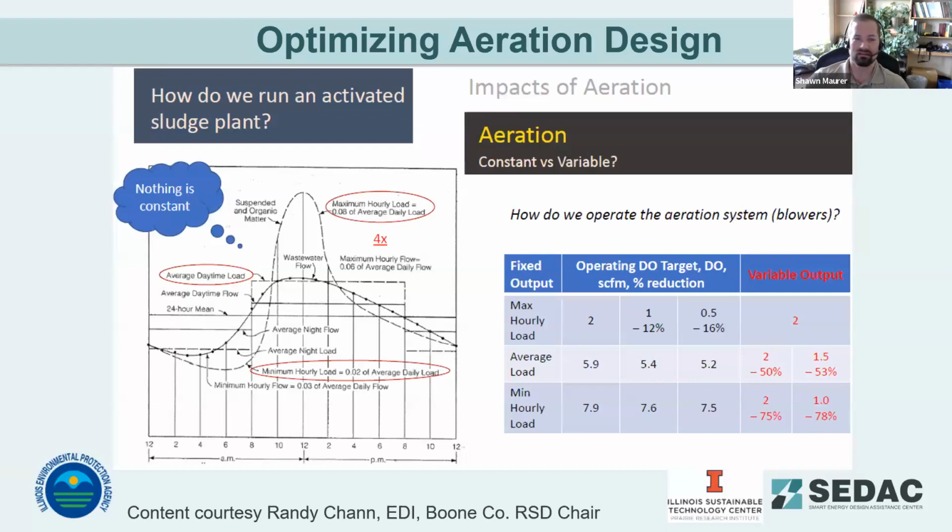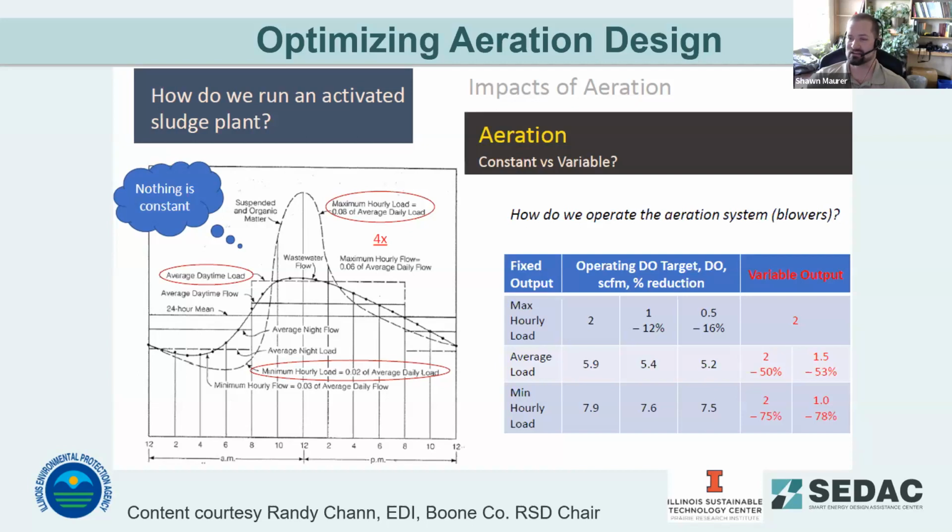So you can see the average DO at the average load for the day, instead of hitting your set point of 1 to 2 with a fixed aeration output, you're still over aerating to a DO of somewhere around 5.2 milligrams per liter. And at that minimum condition, you're hitting nearly 8 milligrams per liter of DO.